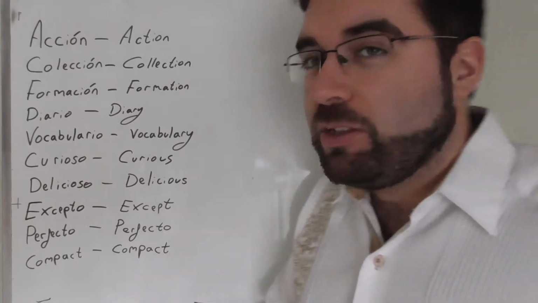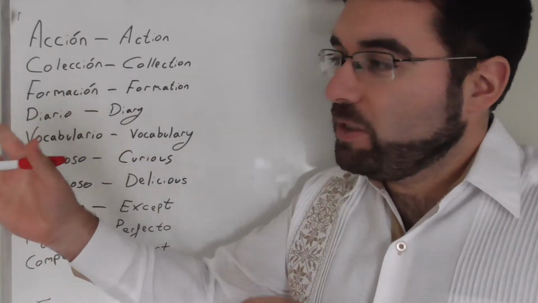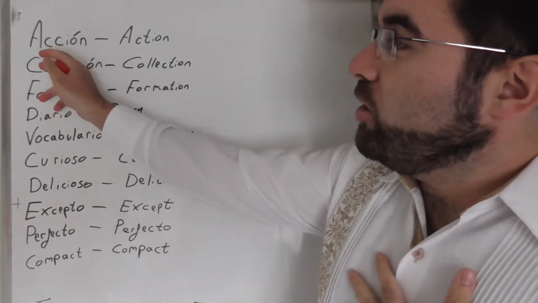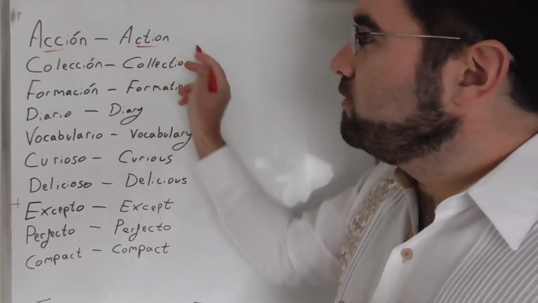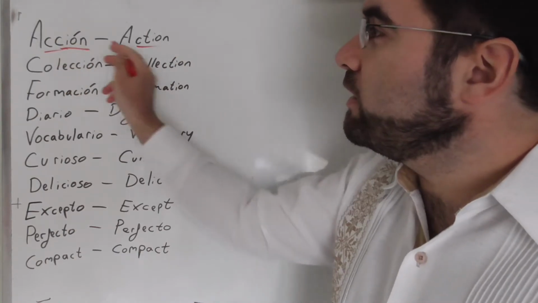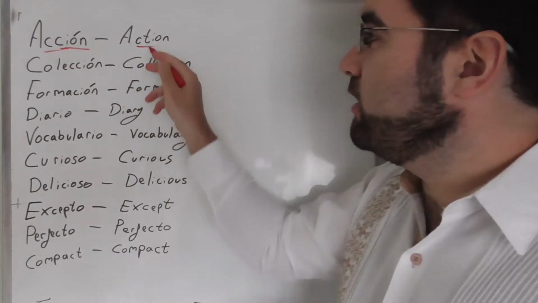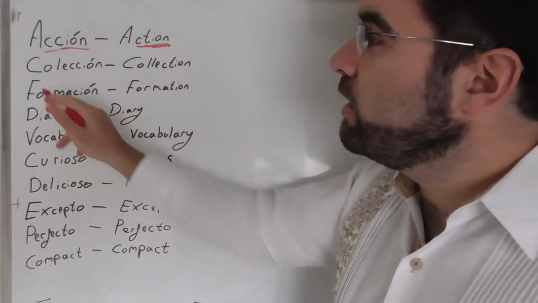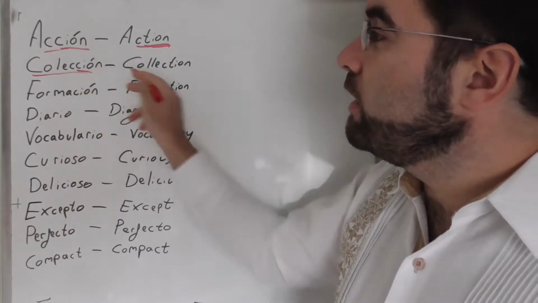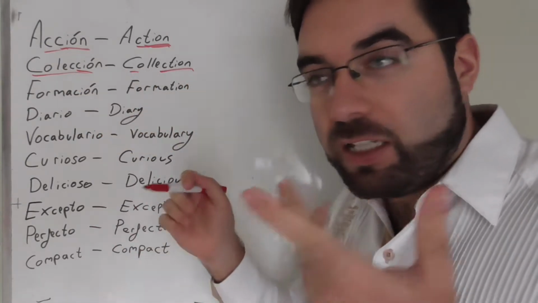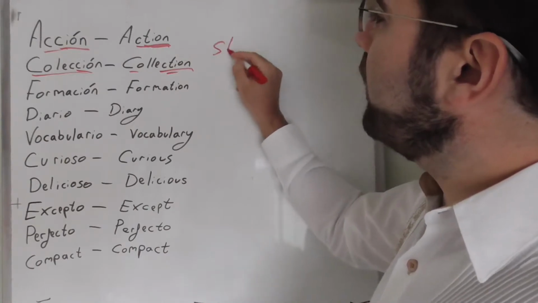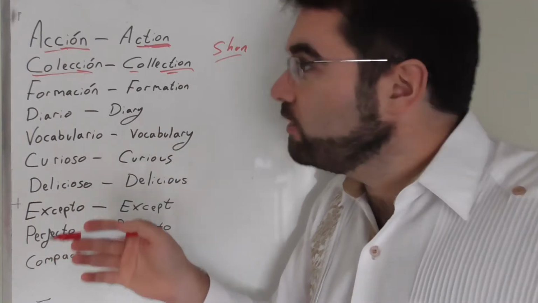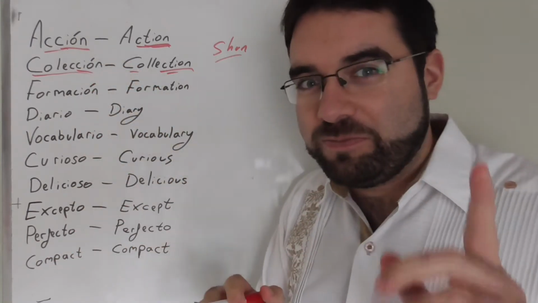So, let's look at some words that are very similar in Spanish as they are in English. So, acción, action. It's this tion bit here, very similar, but with a T in English. Acción, action, like a shun, action. And colección, collection, a shun sound. Collection, action, collection, action, acción.